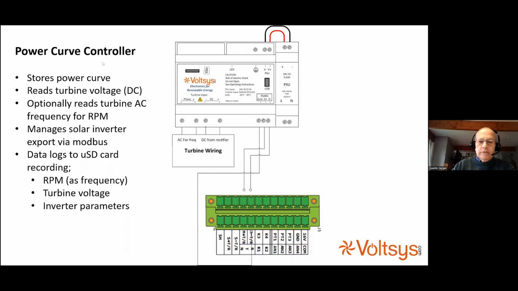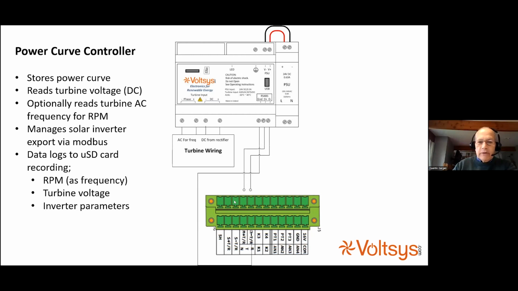So the first unit we had is a small power curve controller, which is a little PLC that we make ourselves. And it stores the power curve, which is fed into it by a USB cable from a laptop computer using our own software. It can either read the turbine AC frequency, the wild AC frequency, which is put into these connectors here, or it can read the DC voltage of the turbine, which is taken from the rectifier here. And then it manages the inverter via Modbus, so you have connections here to the Modbus of the inverter.